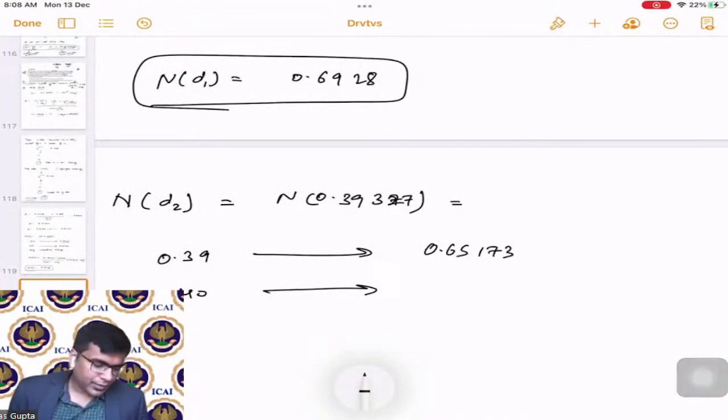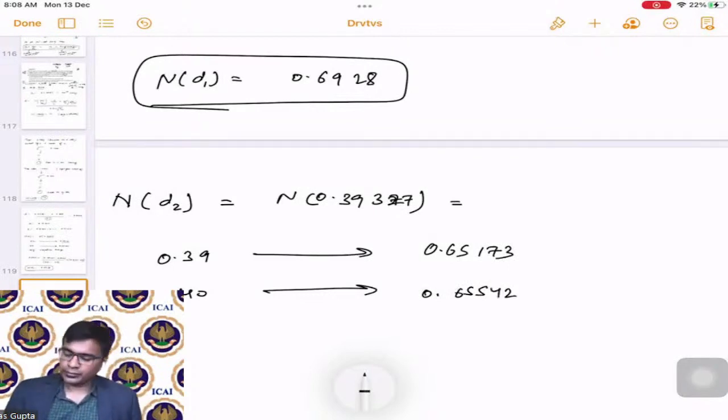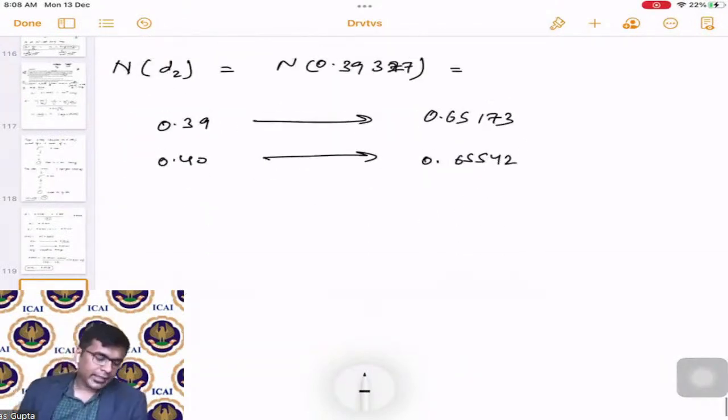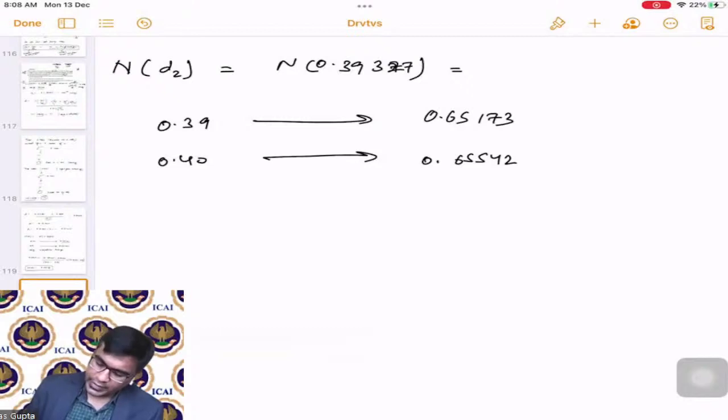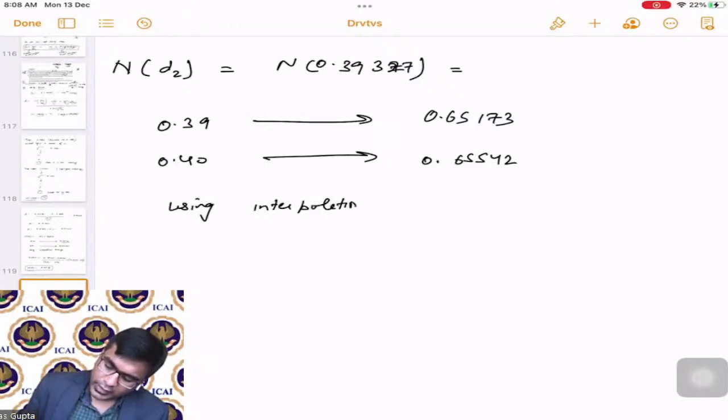So 0.39 is equal to 0.65173, and 0.40 is 0.65542, correct? Again, we will use the interpolation technique here.